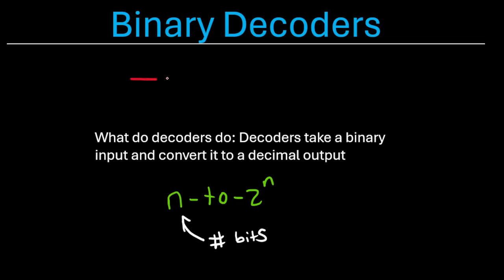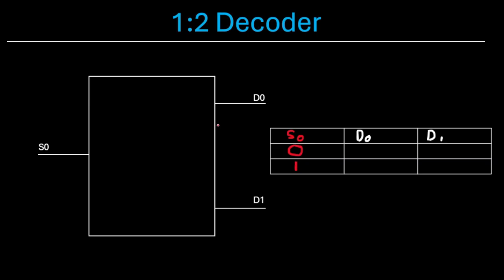So let's say we have a 3-bit binary input. That means that we're going to have 2 to the 3 outputs, or 8, which therefore means that we're working with a 3 to 8 decoder. All right, so let's look at some decoder examples here.